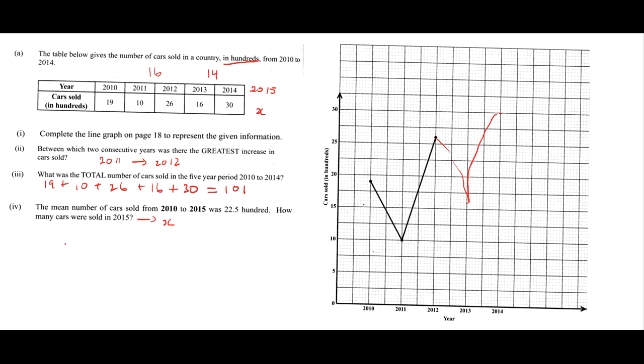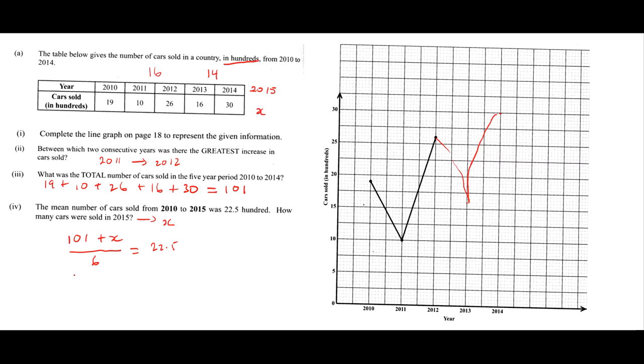So to find the mean, we already worked out the sum, which we got as 101, plus x, divided by how many years we had. 2010 to 2015 is 1, 2, 3, 4, 5, 6 years. And it told us the mean is 22.5. Be careful with the number of years, because some people might put 5 here, but it's really 6.